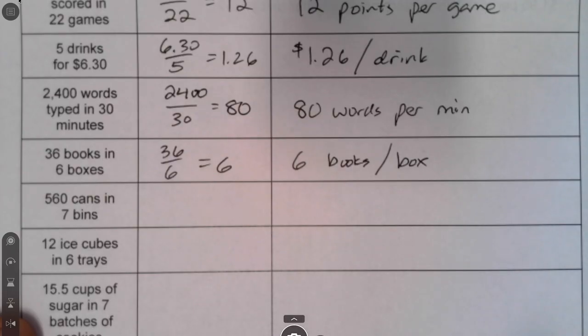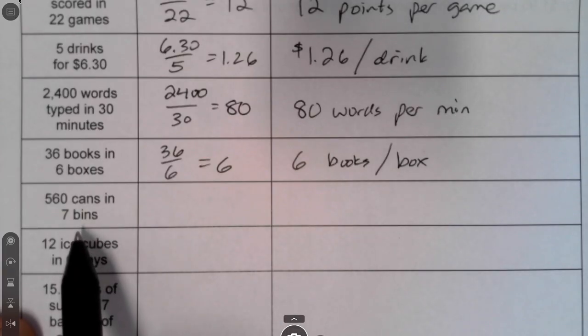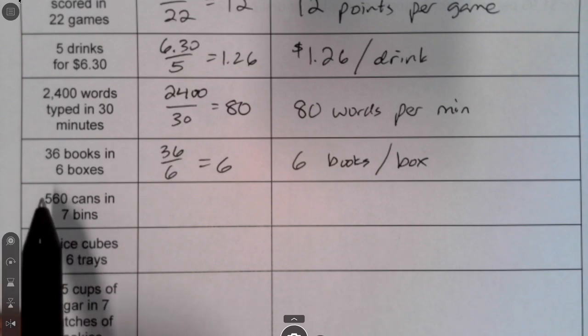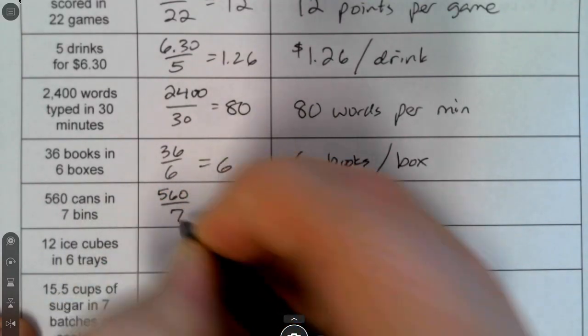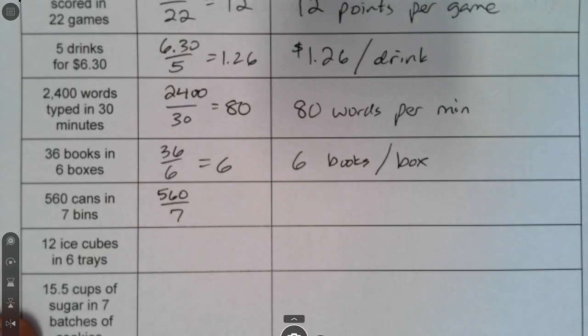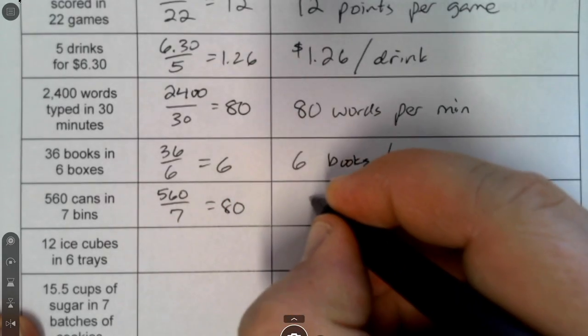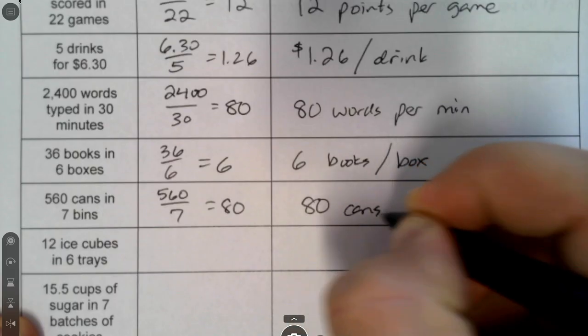When we do the big Super Bowl of Caring to donate canned goods for the hungry, there's often those huge bins they put out by the office. So let's say there's 560 cans in 7 bins. We can figure out how many there are in each bin by dividing. So 560 divided by 7 gives us 80. So that's 80 cans per bin.